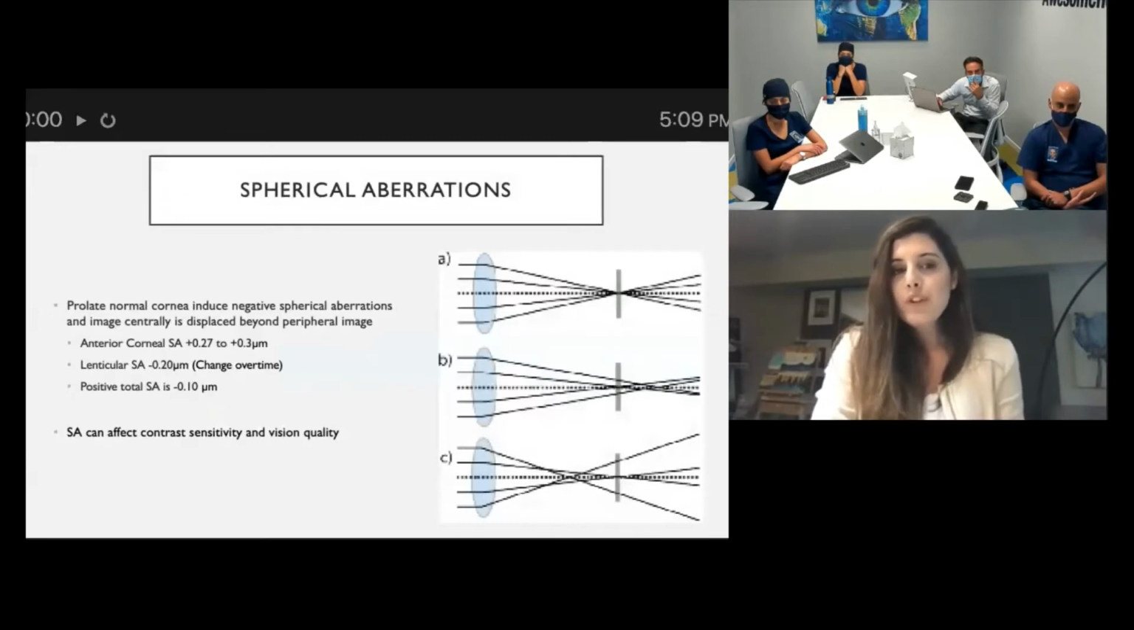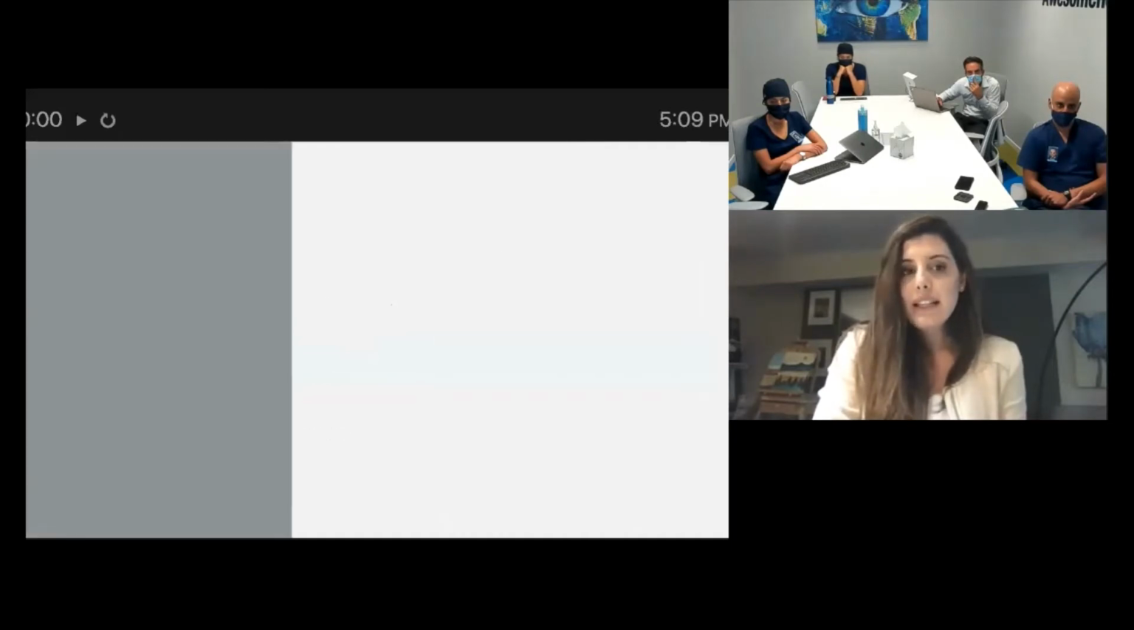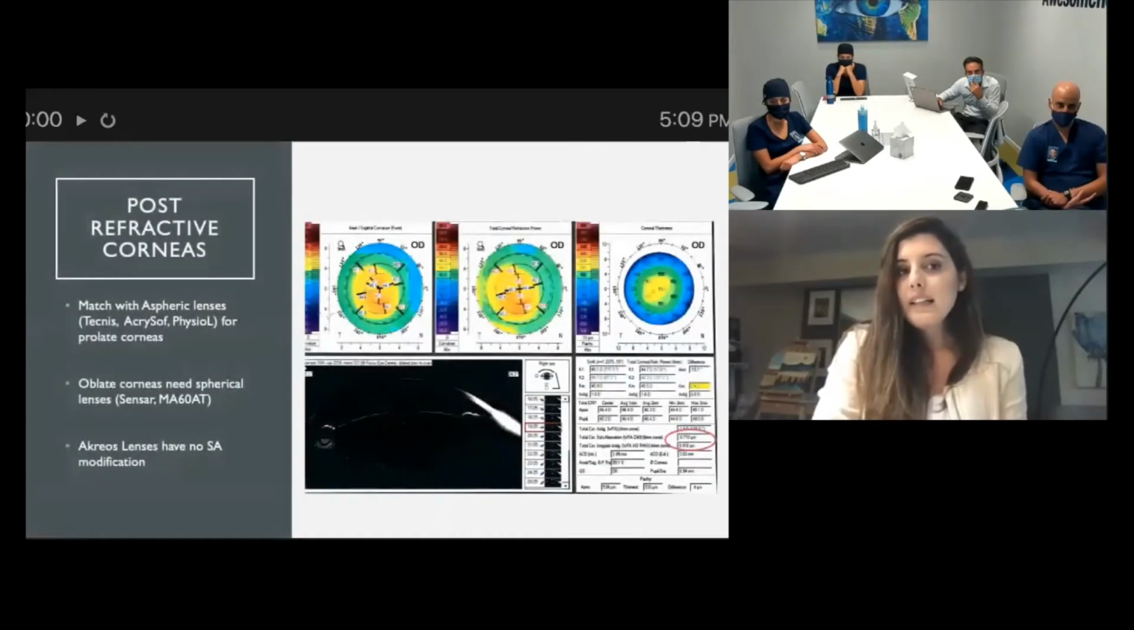So in most patients, you'll find that the cornea sits in the 0.27 to 0.3 range. So you're okay to use your regular aspheric lenses, like Technis, Acrysof, or the Physio lenses. They're all aspheric to different degrees, and you're okay to use any of those. But in your post-refractive cornea, like in this patient over here, who obviously has had a post-hyperopic treatment, his spherical aberration goes to about minus 0.7. So it goes all the way to negative, and it's pretty negative.